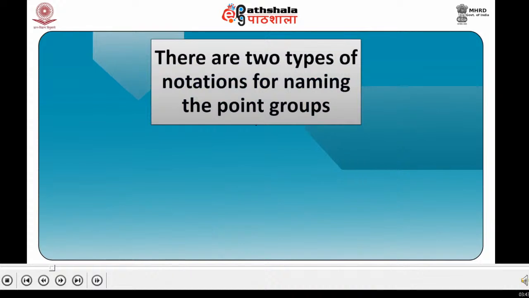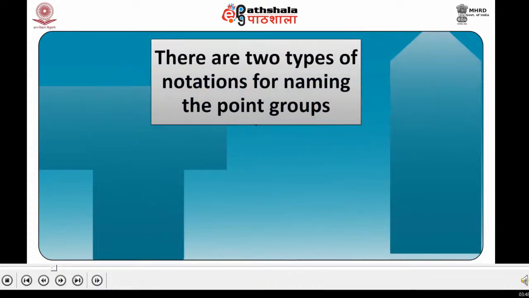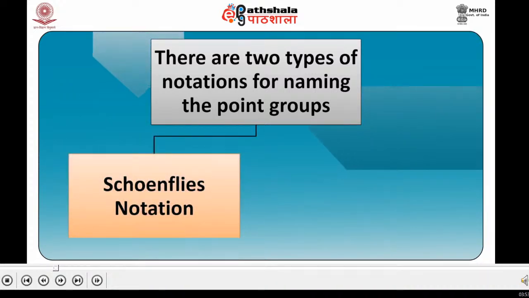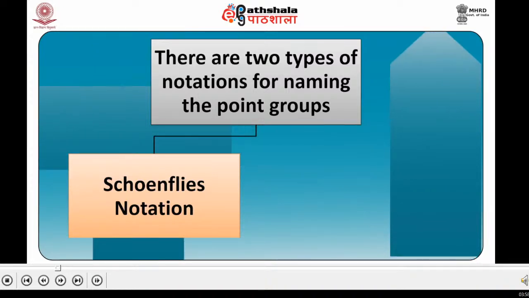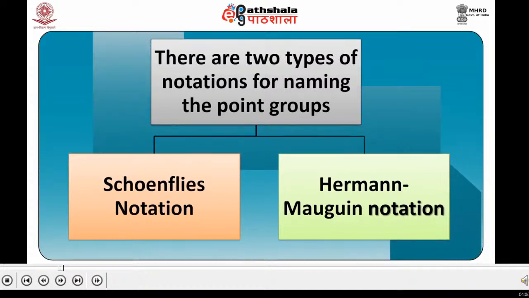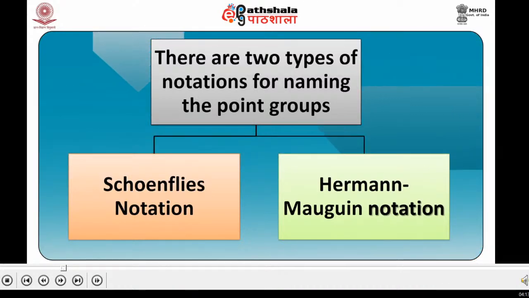There are two types of notation for naming the point group. First, Schoenflies notation. This notation is used by spectroscopists and applied to molecular point groups. Second, Hermann-Mauguin notation. This is commonly used by crystallographers and the groups are called space groups. In this module, Schoenflies notation will be used for naming the point group.